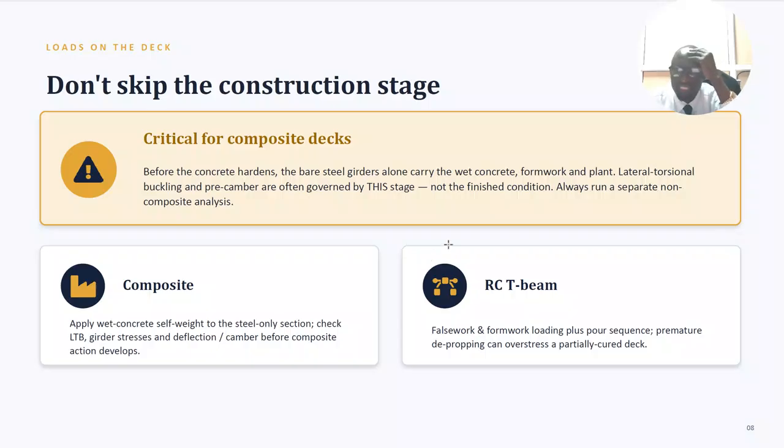Which now takes the concrete weight or dead weight plus any other loads, including the live loads from the traffic. Composite: apply wet concrete self-weight to the steel only. Check girder stresses, deflection, and camber before composite action. While for the RC beam, falsework and formwork loading plus pour sequence; premature depropping can overstress a partially cured concrete. Be careful there. So you need ample time.